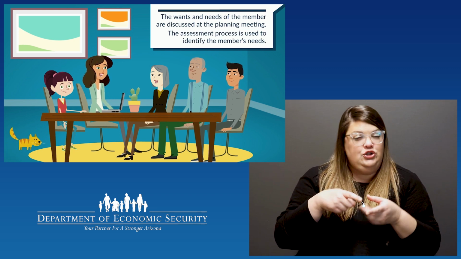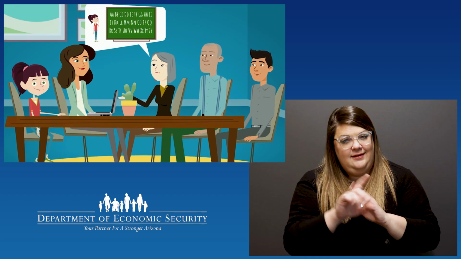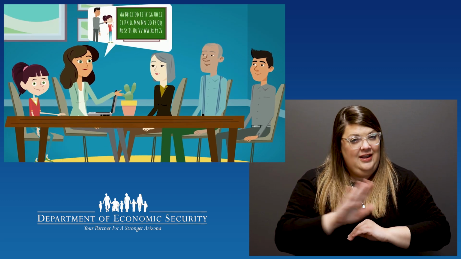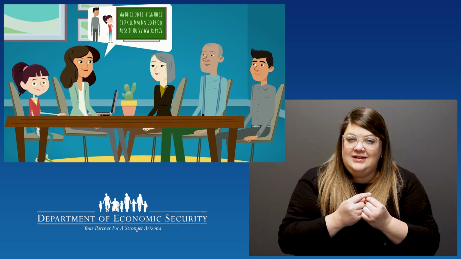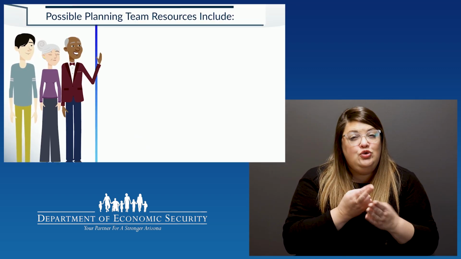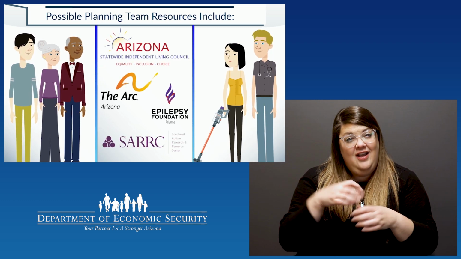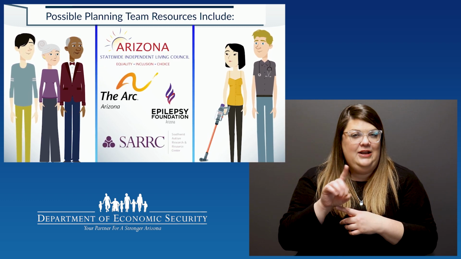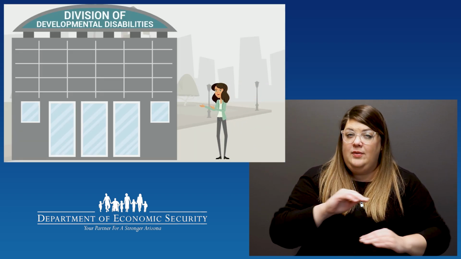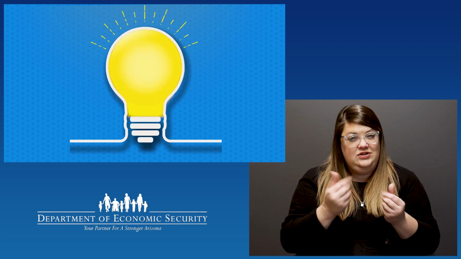The assessment process is used to identify the member's needs. The planning team works together to make sure those needs are met. The planning team helps the member get help with those needs. They use resources like the member's family or friends, community organizations, and, if the member is ALTCS eligible, DDD home and community-based services. The division is responsible for meeting the needs of the member. Creative solutions may be needed to meet the family's wants.